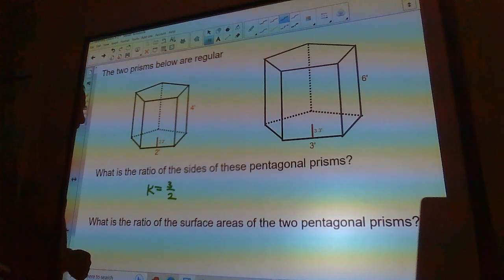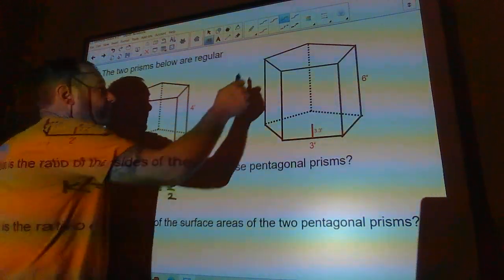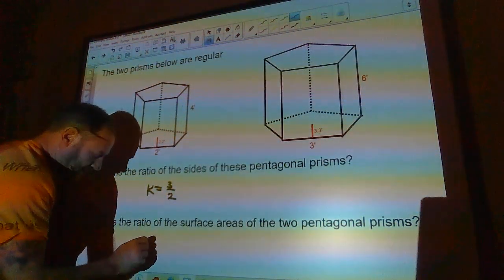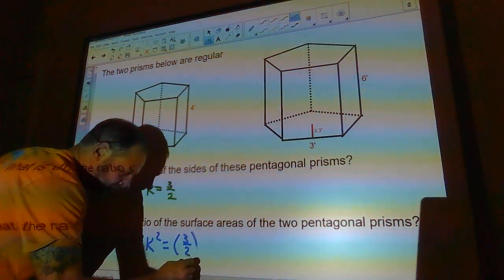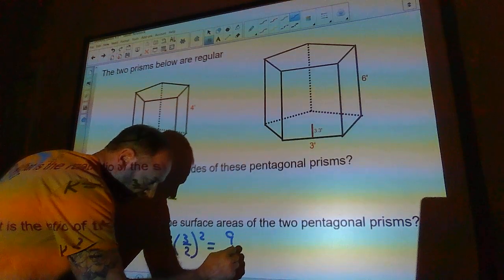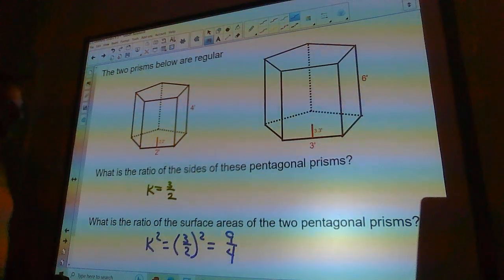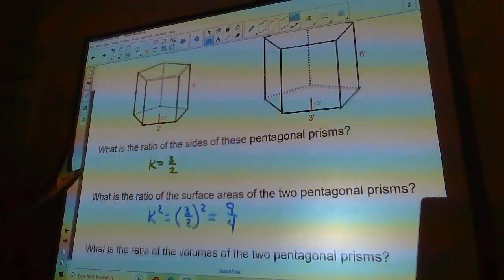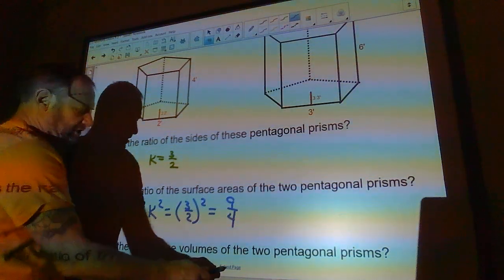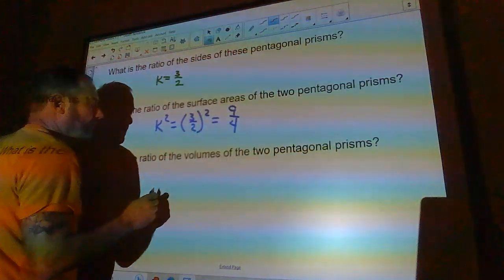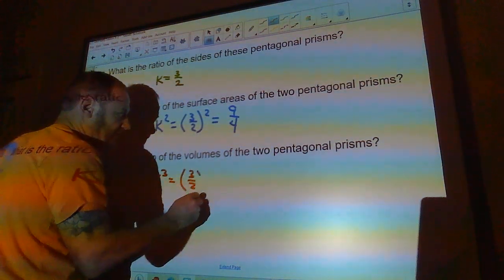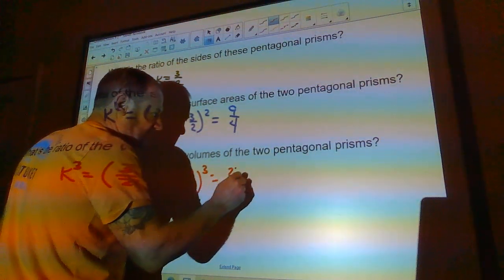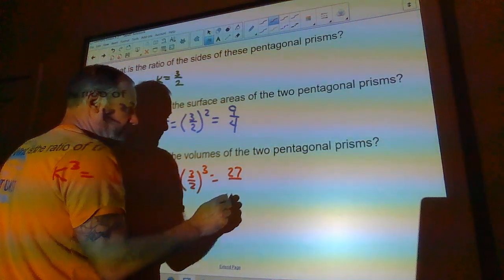Okay, what is the ratio of the surface areas of the two pentagonal prisms? Well, it's going to be k squared, which would be 3/2 squared, which would be 9/4. And then the ratio of the volumes would be k cubed, which would be 3/2 cubed, which would be 27/8.